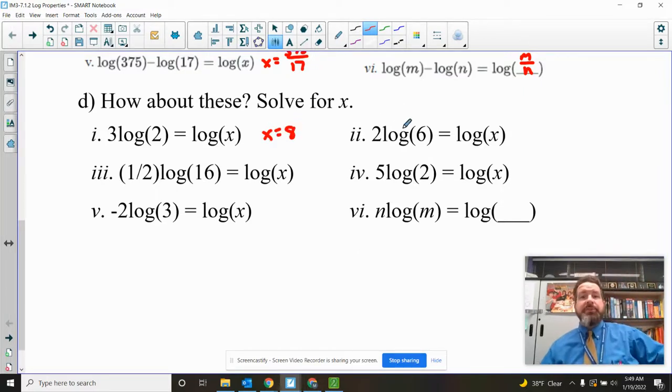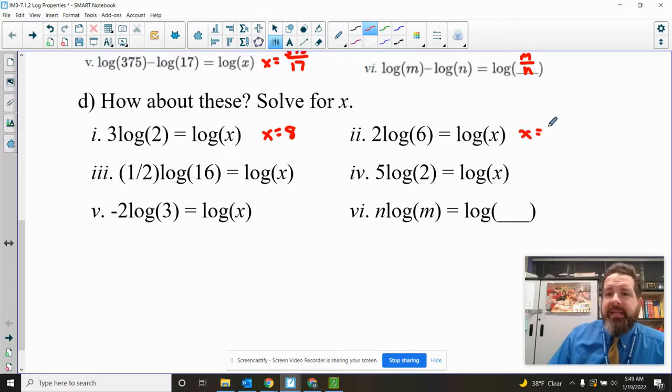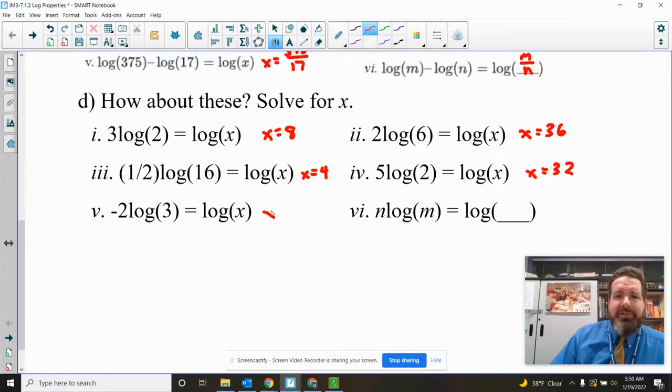I'd like you to do some experimentation. So do a quick pause, unpause when you're ready to check. The second case, you should end up with a 36. Here you would end up with a 4. This one should be a 32. And this one is actually going to end up being a fraction, 1/9, or the decimal is 0.1 repeating.